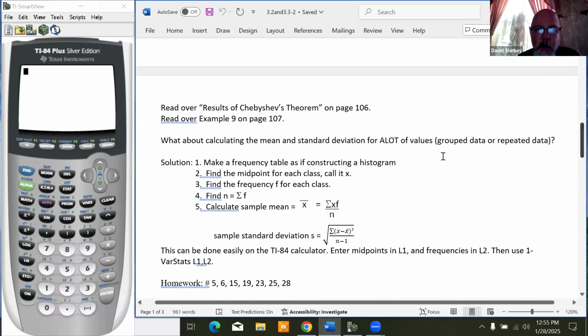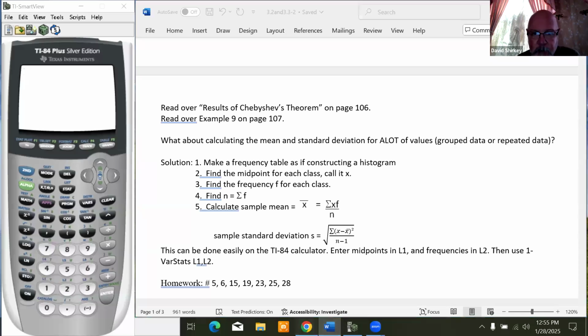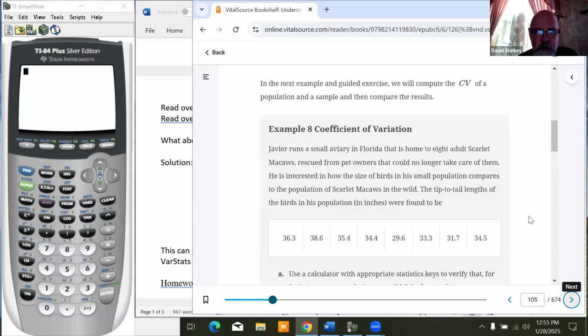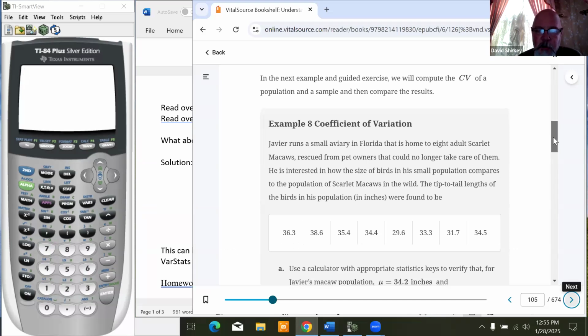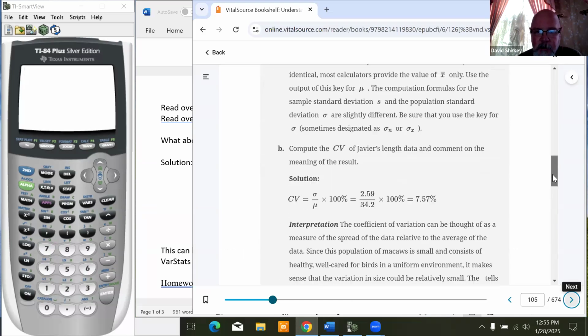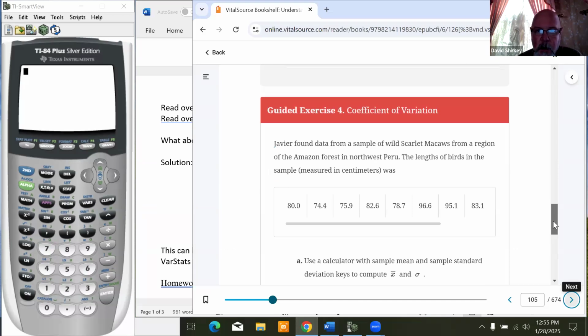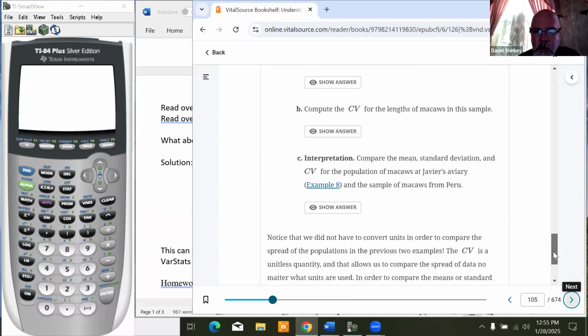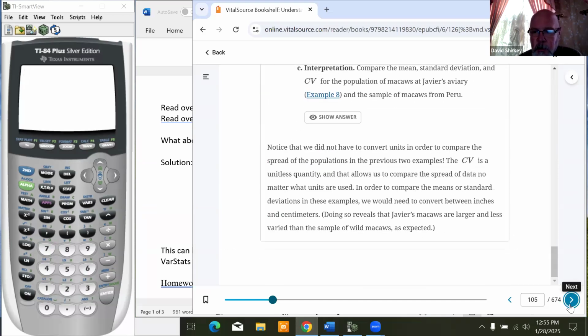So I put something here about reading over the results of Chebyshev's theorem and then read over example 9 on page 107. I want to take a look at that. Here's example 8 you can look at on page 105 for calculating coefficient of variation.